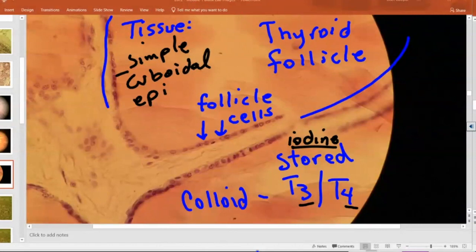Okay. What do those follicle cells make? T3 and T4. I'll give you another way to say that. You are welcome on the test to call T3 and T4 the thyroid hormones. If you are asked to name the hormones produced by the follicle cells, you can say T3 and T4 or the thyroid hormones, right? There may be a wording on a question that says, what is the group name for the hormones produced by the thyroid? It's thyroid hormones.